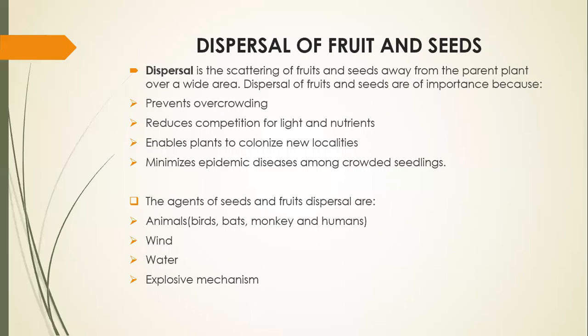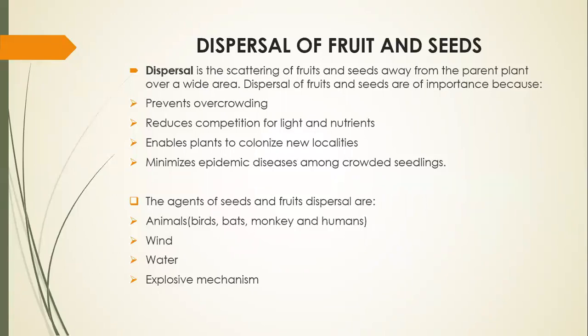Seeds. We will start with what is dispersal. What do you mean by dispersal? What does it mean? In literal terms, dispersal is to scatter. You scatter things about. So dispersal is a scattering of fruits and seeds away from their parent plants over a wide area. So, the scattering of fruits and seeds from one point to another.